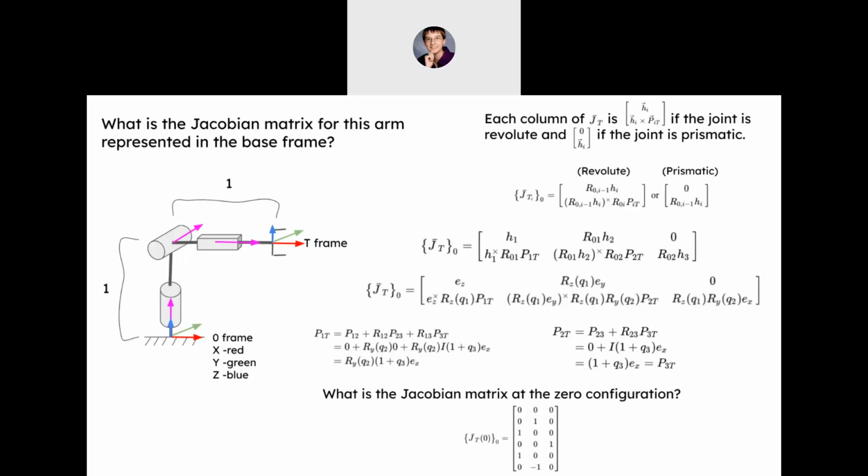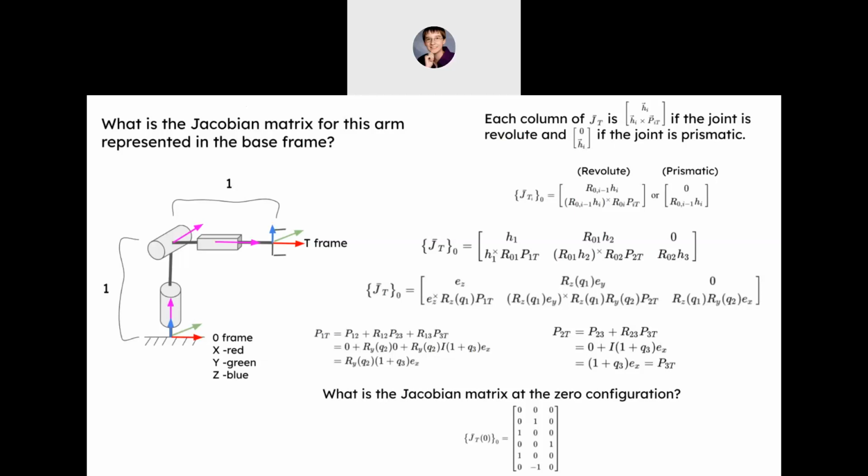And so then from where we did the forward kinematics, we had our HIs and our RI-1Is, so we can plug those in down here. And then we can compute the PITs. Right? So the way that we had it defined, this was P1, 2, 3, right? And so we have P1, 2 was 0, right? And then we have P2, 3, P3T, right? So we can capture all of that into our PIT.